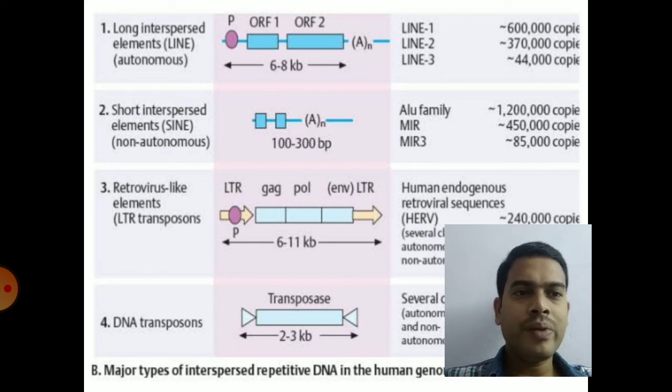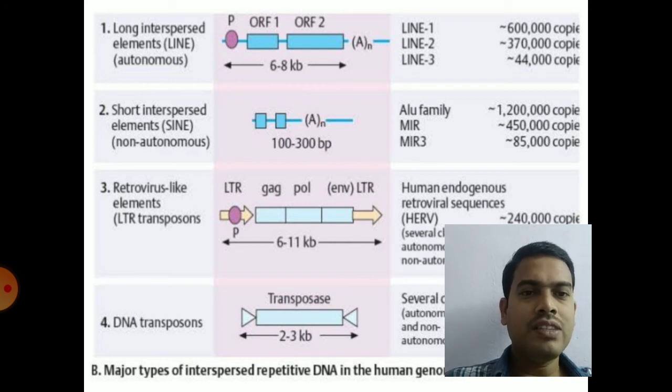You can see on the top 60,000 copies, 370,000 copies, 44,000 copies. It is their copy number in the DNA, that is in 3 × 10^9 base pairs of DNA. Short interspersed elements are the Alu family sequences. These are 100 to 300 base pair sequences that are present around 1 lakh copies or 4,50,000 copies. If it is MIR, 3,85,000 copies. See how much length it is present.